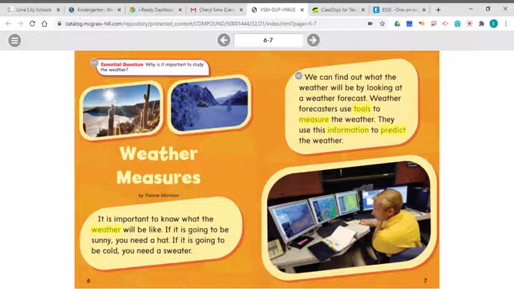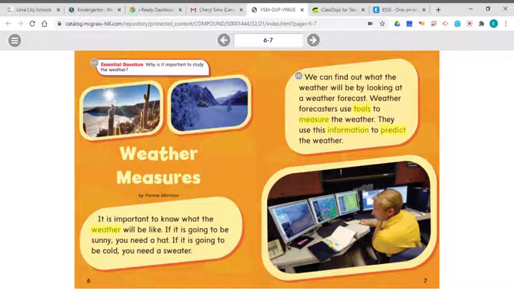As we go through Weather Measures, we are going to be using the comprehension strategy, clarifying and asking and answering questions. Those are good strategies to use with an explanatory text. So let's go ahead and read Weather Measures by Yvonne Morrison.